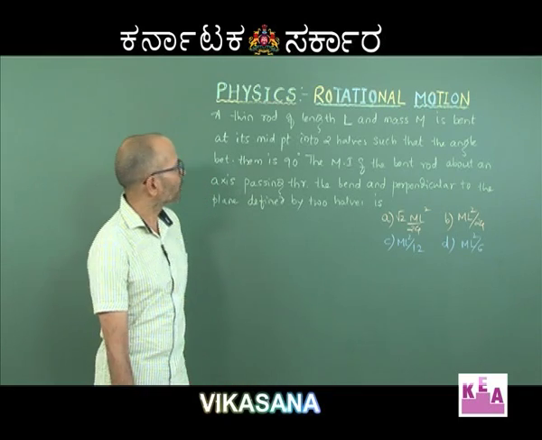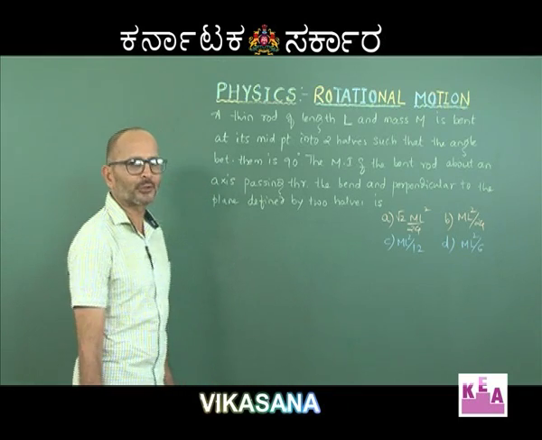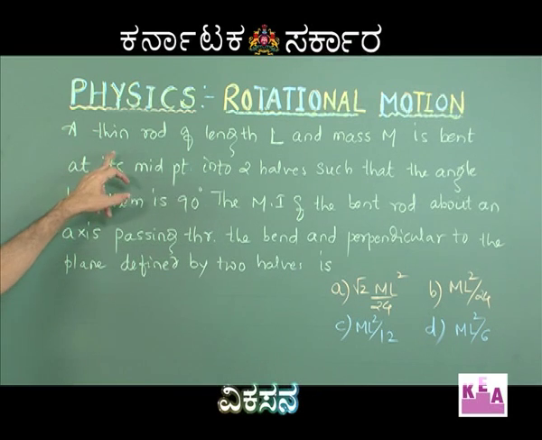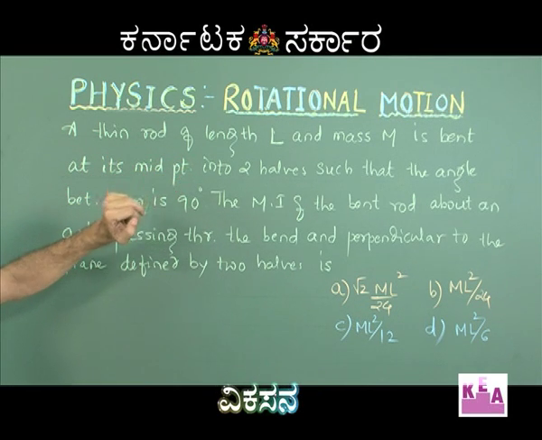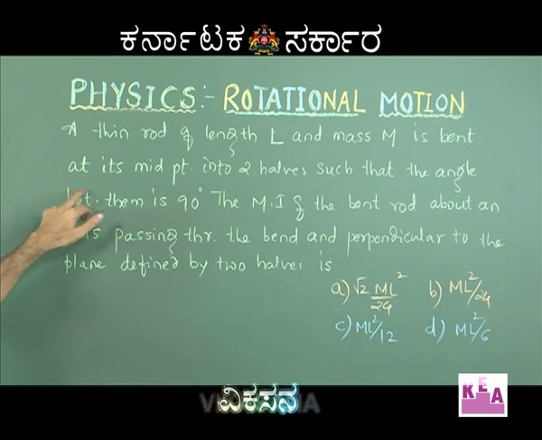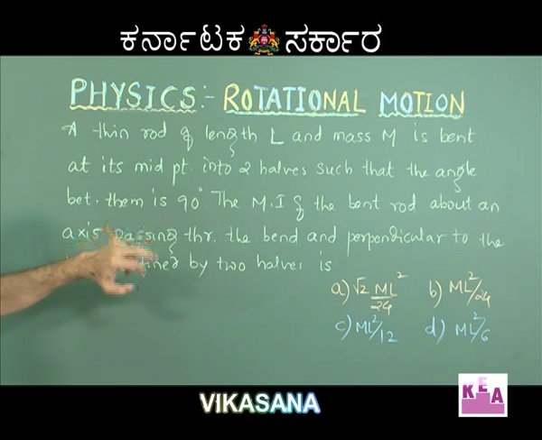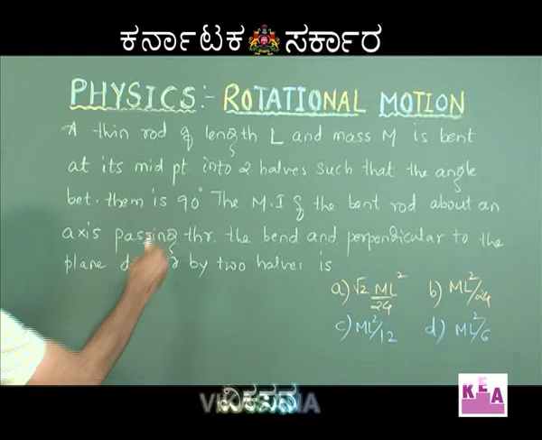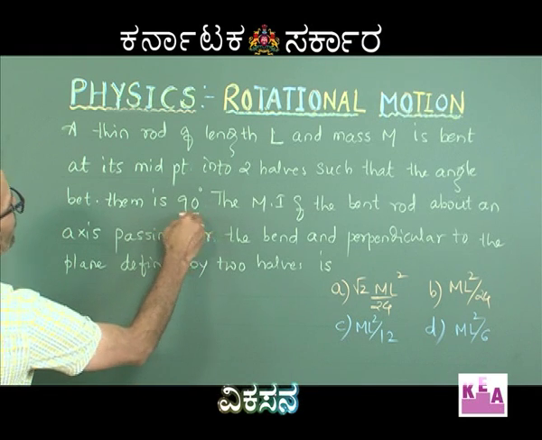Okay, so here is one more problem on finding of the moment of inertia. A thin rod of length L and mass m is bent at its midpoint into two halves such that the angle between them is 90 degree. See, this is to be underlined. The angle between them is 90 degree.